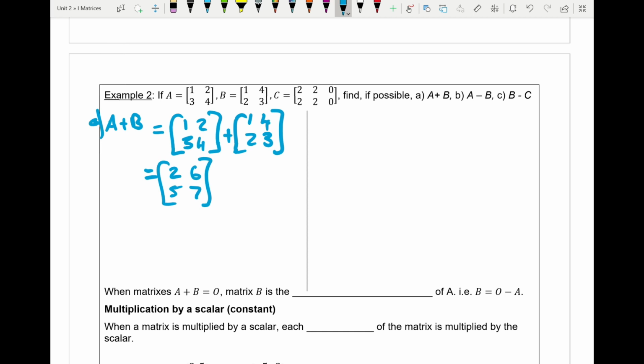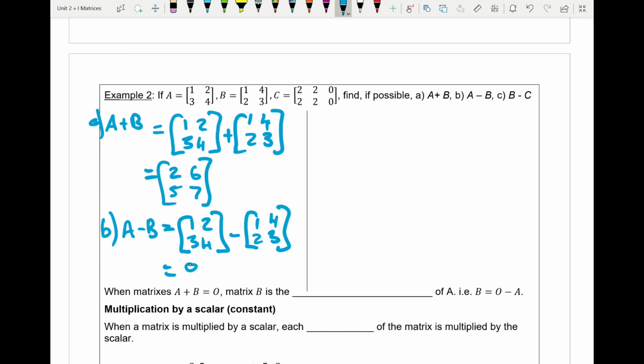Okay, for part B, we're finding the difference now. 1, 4, 2, 3. So now instead of adding them, we subtract them, which is the same as adding the negative of it. So 1 add negative 1, or 1 take 1, is 0, 2 take 4 is negative 2, 3 take 2 is 1, and 4 take 3 is negative 1.